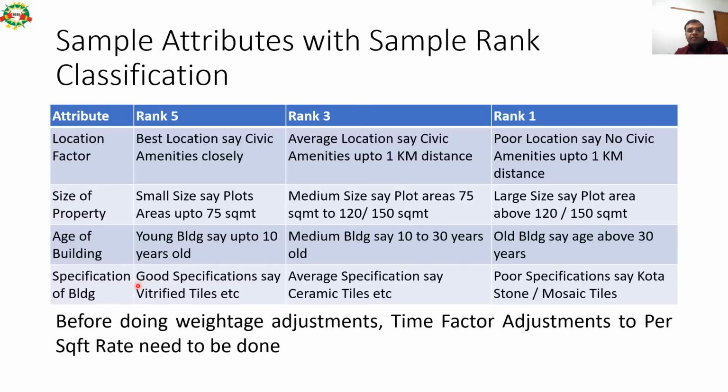Likewise, for age of the building, young buildings, say up to 10 years of age, can be ranked best, which is rank 5. Then a medium age building, 10 to 30 years of age, may be rank 3. Then a building beyond 30 years old may be ranked as 1. Specification of building could also be another attribute. Good specification, say with vitrified tiles, may be given rank 5. Average specification with ceramic tiles may be given rank 3. And poor specification, for example quota stone and mosaic tile.